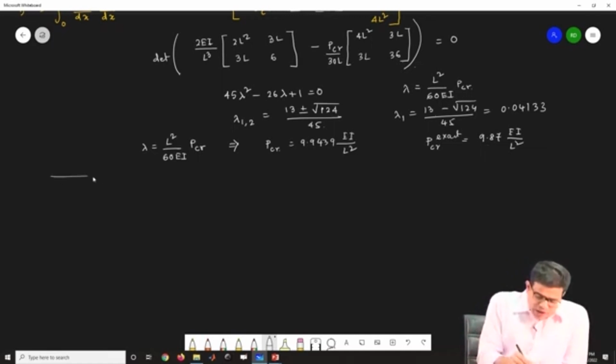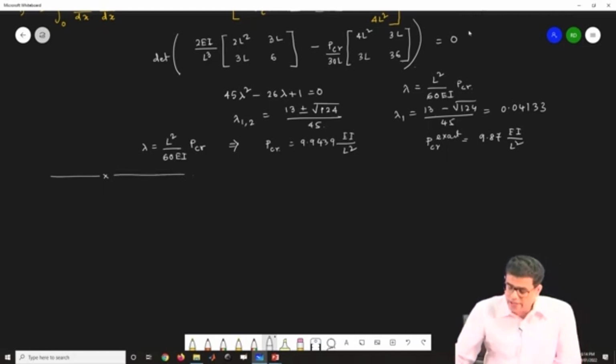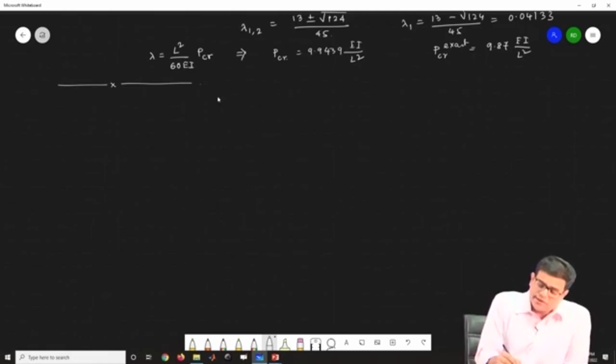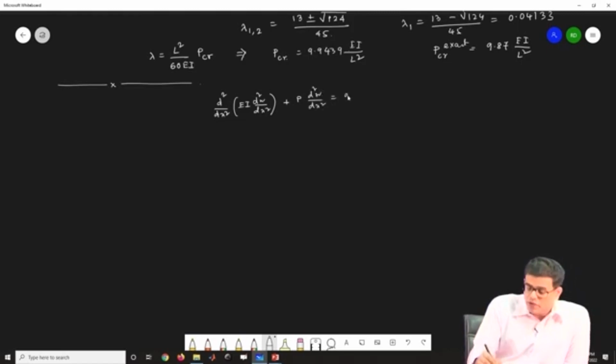Another thing I want to discuss is that I told you that the general beam column equation will look like this: d2 by dx square of EI d2w dx square, plus P into d2w by dx square equals qx.